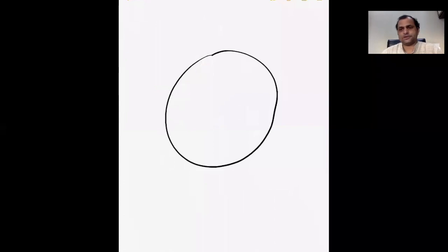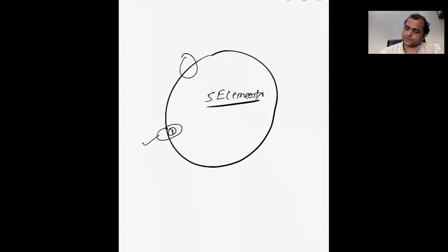As per the 5 elements, when we talk about element number 1, we should understand what the meaning of element number 1 is, what the meaning of element number 2 is, element number 3, element number 4, and element number 5. If we have this knowledge, then we can take very good benefit of the abdominal diagnosis.